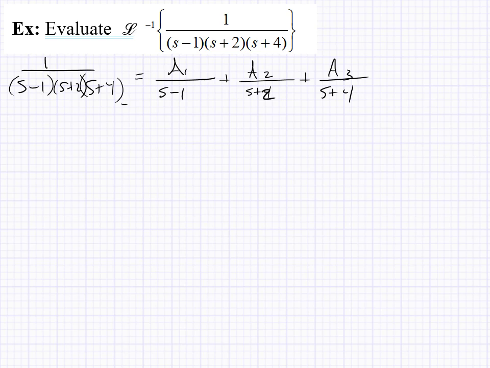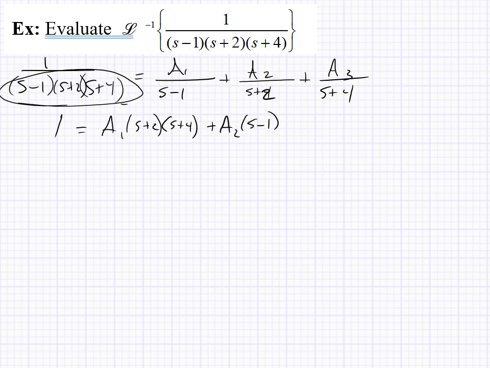Alright, so then we mess around with this equation. It's easier if we can get rid of all these fractions, so we multiply everything through by that common denominator. So this side becomes 1. Here we get a1 times s plus 2 times s plus 4. Here we get a2 times s minus 1 times s plus 4. And here we're going to get a3 times s minus 1 times s plus 2.